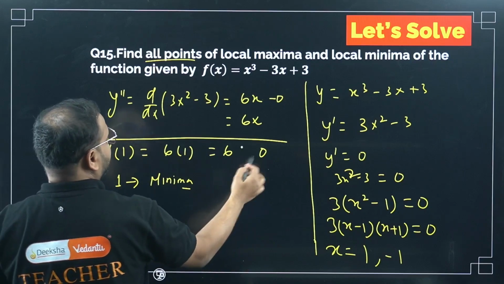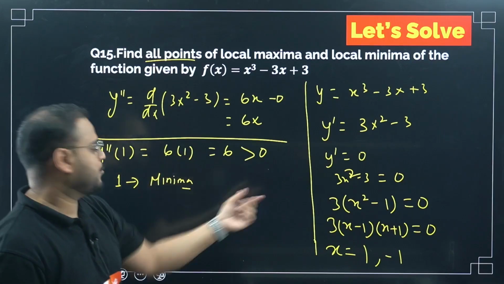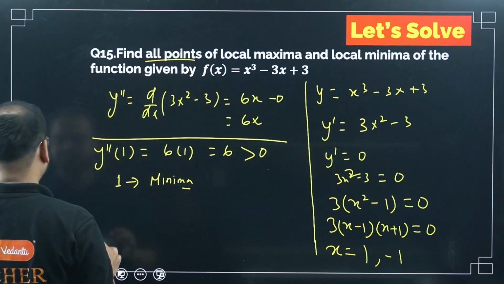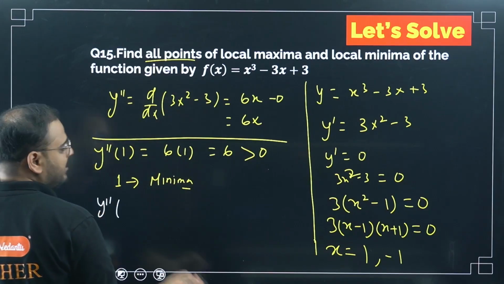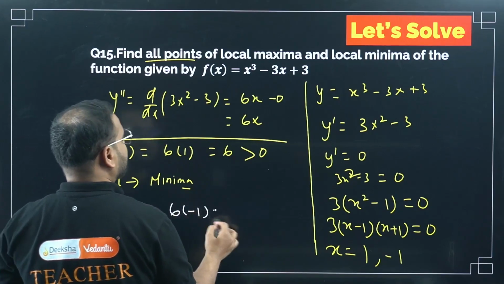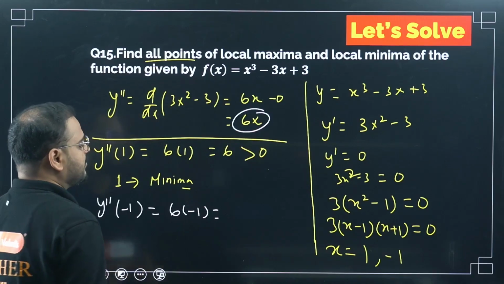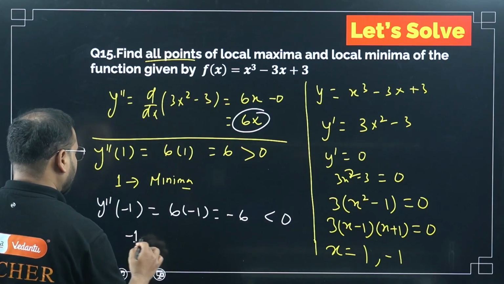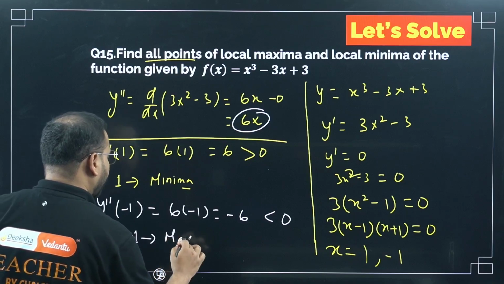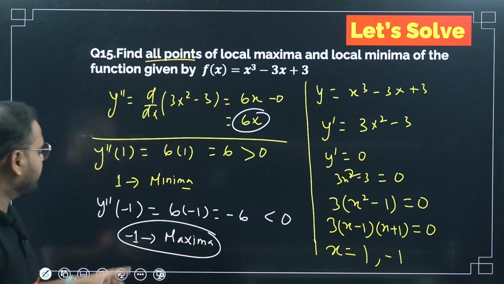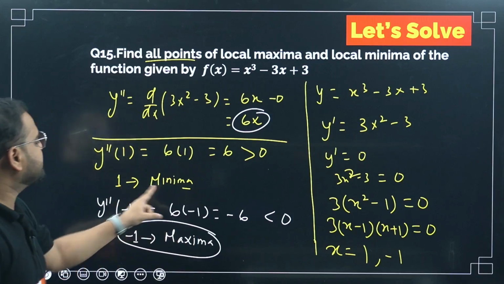Not less than, greater than 0, no? 6 times 1 is 6, greater than 0. So point of minima. Next condition is for the other critical point, which is -1. 6 times -1, how much is that? 6x is there, right? So 6 times -1 will be -6, so less than 0. So -1 is what? Point of maxima. Simple enough. -1 is point of maxima and 1 is point of minima.